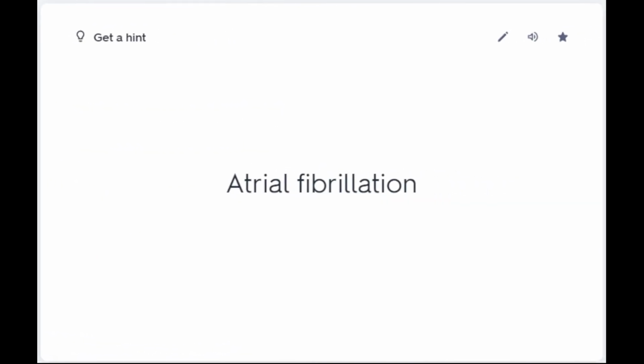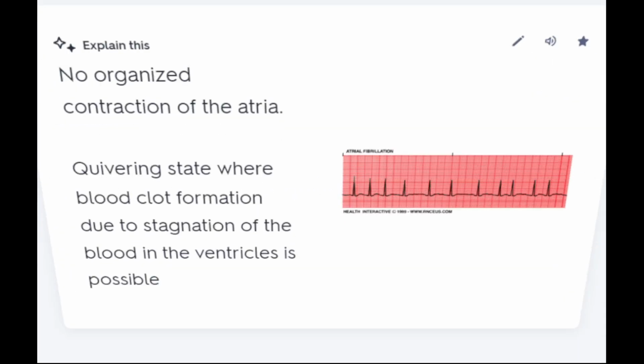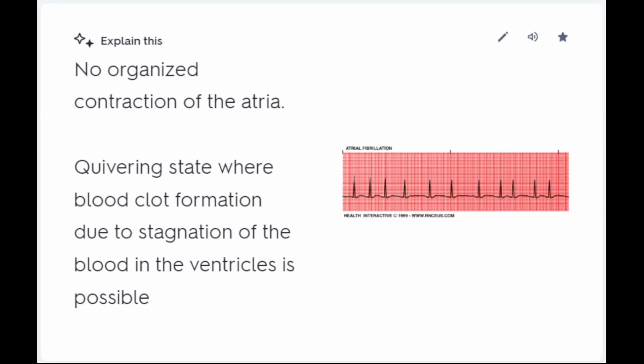Atrial fibrillation. No organized contraction of the atria. Quivering state where blood clot formation due to stagnation of the blood in the atria is possible.